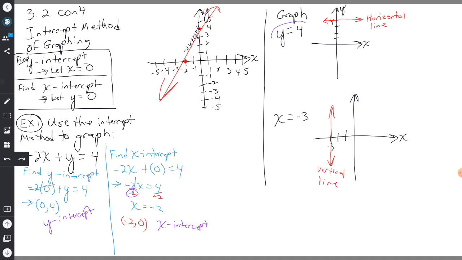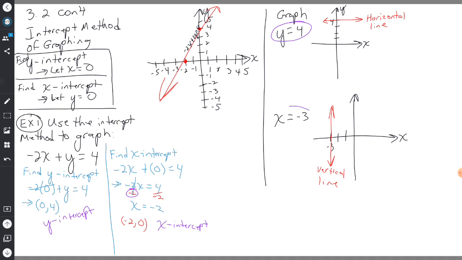Also, when we're asked to graph an equation like y is equal to 4, that produces a horizontal line. So we would go to y at 4 and draw a line that's parallel to your x-axis. That is a horizontal line. Whenever we have just the one variable, y is equal to something, that's going to produce that horizontal line, which is parallel to your x-axis.